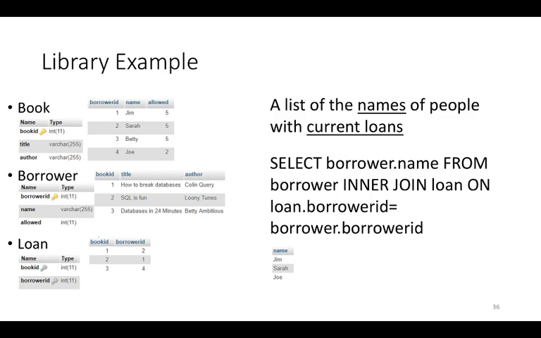Inner join loan on loan.borrower ID equals borrower.borrower ID. So inner join, remember, only records that exist on both the borrower and the loan table. So we're only going to get records that have a current loan record against them. And we're joining the borrower ID in the loan table with the borrower ID on the borrower table. So we execute that, and what we get out at the end is a list of borrowers' names where those entries exist within the loan table only.